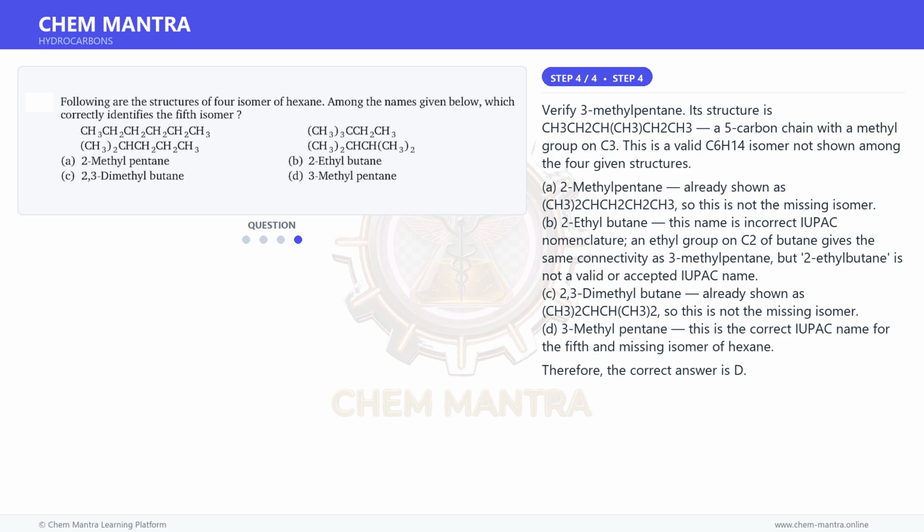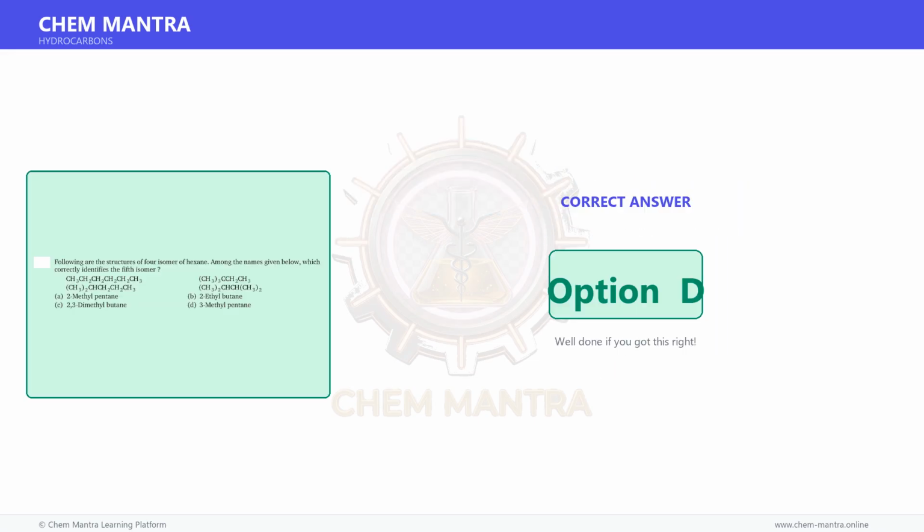D. 3-methylpentane, this is the correct IUPAC name for the 5th and missing isomer of hexane. Therefore, the correct answer is option D.